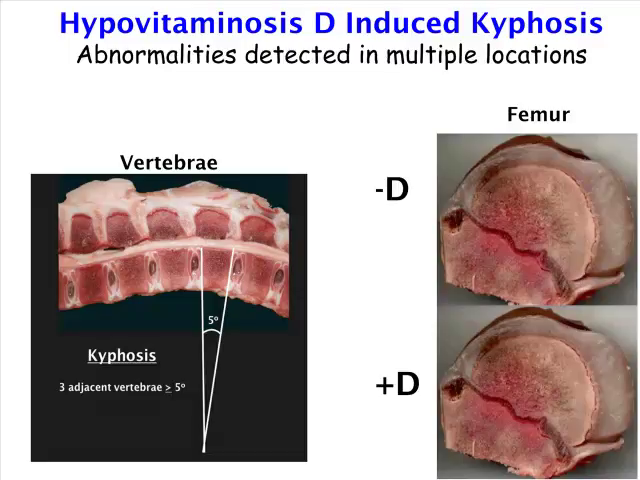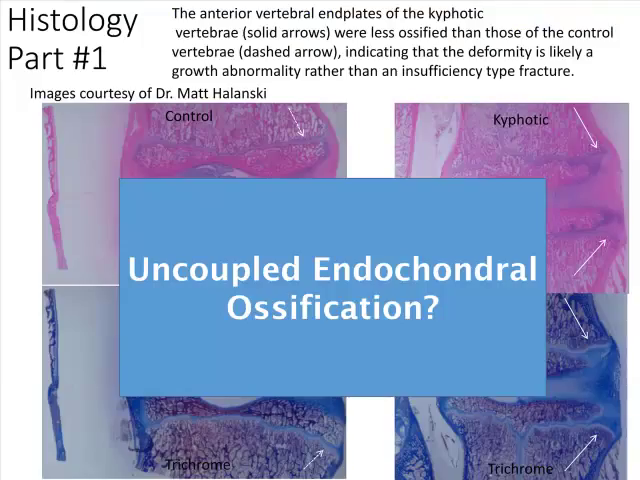And so he's interested in using it as a model for children. But with his help, we've done some histology. I understand these slides might be a little hard to see with the lighting, but Dr. Matt Holansky was generous enough to let me use these slides. What this shows is a control pig on the left-hand side with H&E and trichrome staining, and then a kyphotic pig on the right-hand side.